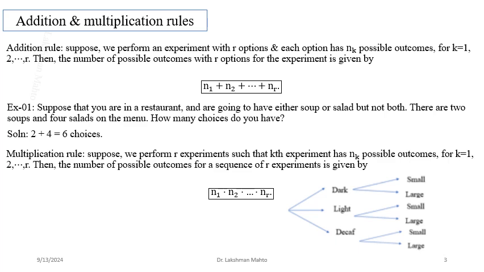Now another rule is the multiplication rule. You see, it is very much related to sequence. It is not like the experiment is done in R options. Here you have R experiments such that the kth experiment has nk possible outcomes. So that means it is one kind of branching kind of thing.